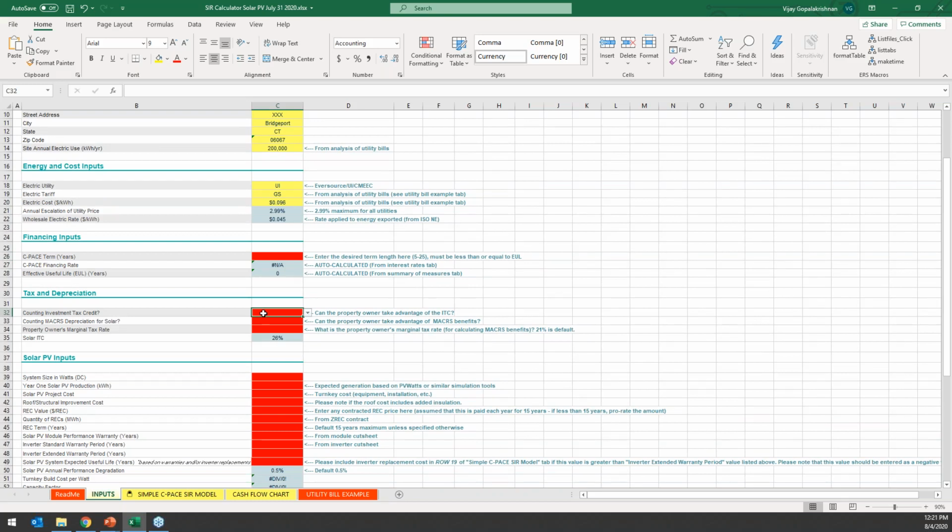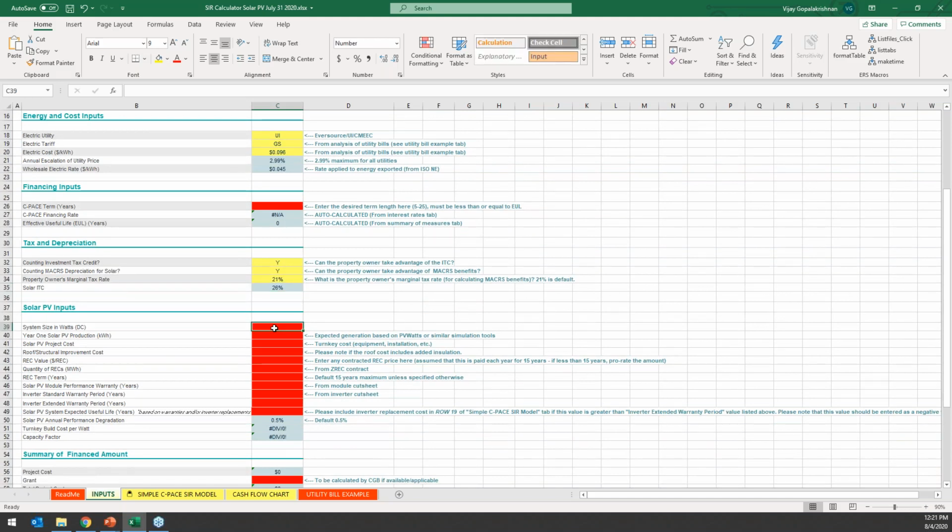So the accounting for investment tax credits, as I said, yes, this facility is commercial and will be including that, and the MACRS depreciation will also be included. The property owner's marginal tax rate is going to be specific to each facility, as you can imagine, but in general, we use a default of 21%, but we've seen anywhere from 21 to 35% being used. So really, you've got to look at facility-specific inputs for this, and 21% is the default.